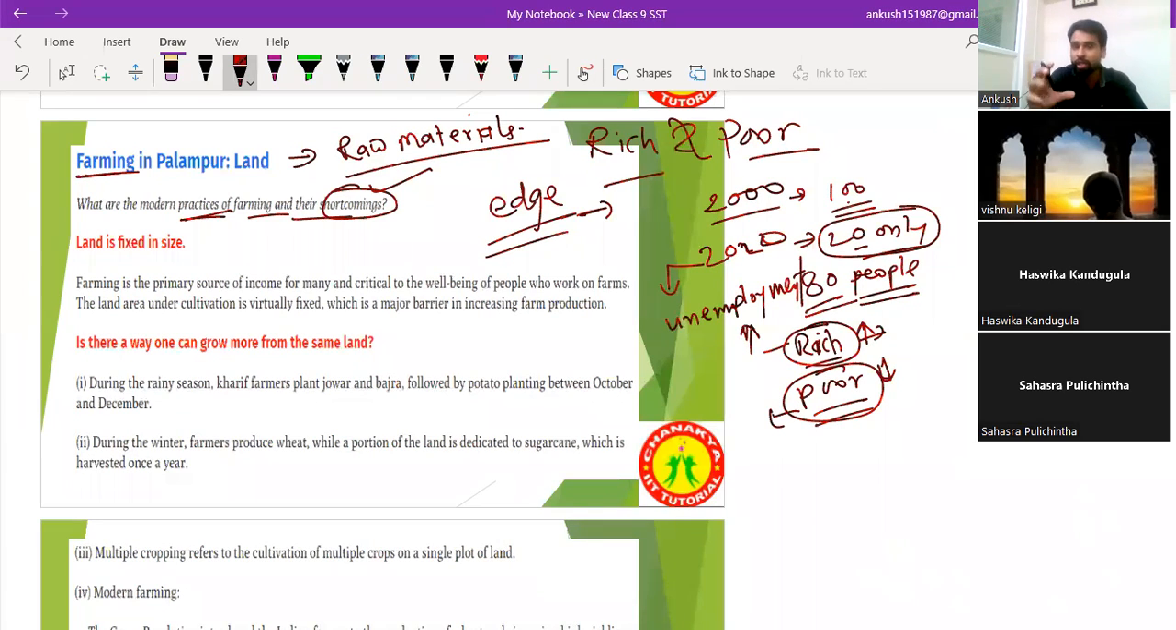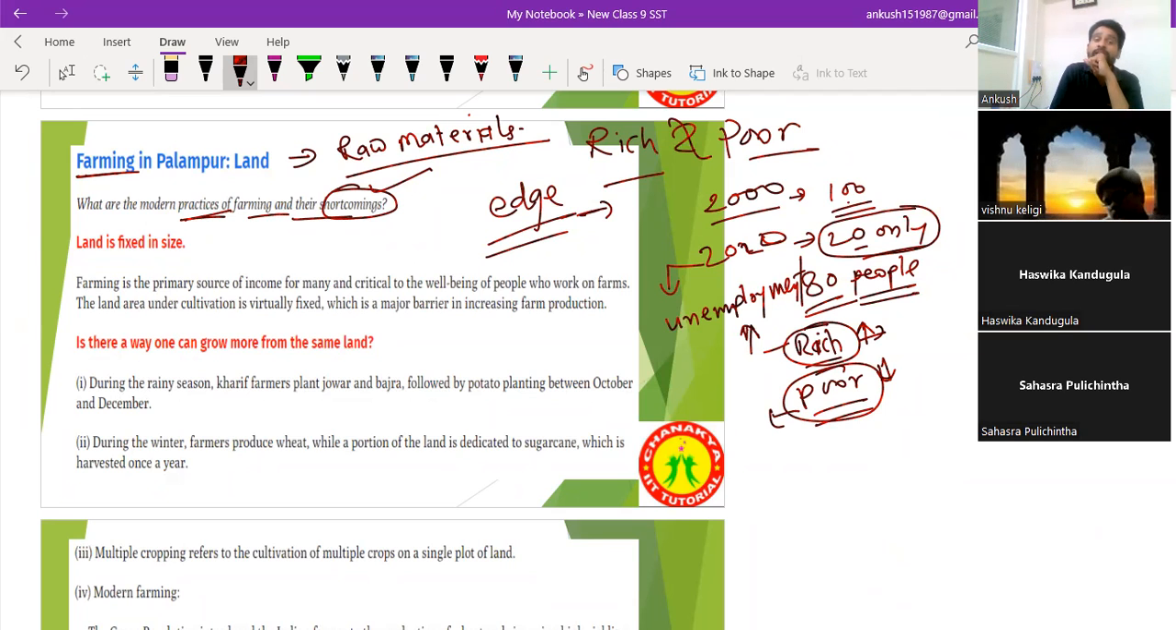So these are the shortcomings. The most important shortcoming is that people are becoming unemployed. What are they getting? Unemployment. They are not getting jobs even in the cities.